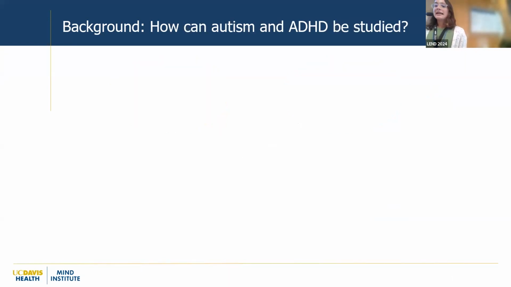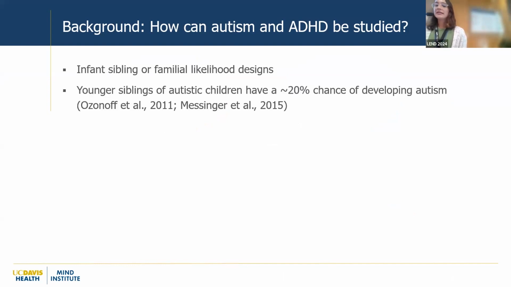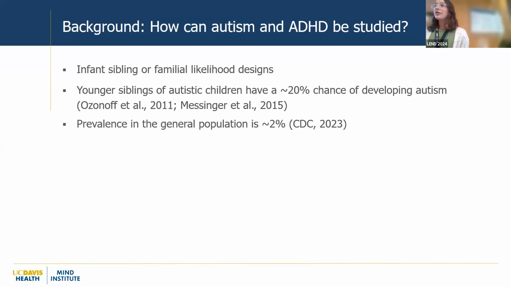But how are autism and ADHD studied in young children who haven't been diagnosed yet? We use what's called familial likelihood designs, where we follow infants who have and do not have family histories of autism and ADHD. And we use this approach because these family members have a greater chance of eventually being diagnosed with autism or ADHD themselves. For example, younger siblings of autistic children have about a 20% chance of developing autism themselves, which is much larger than the prevalence in the general population, which is about 2%.